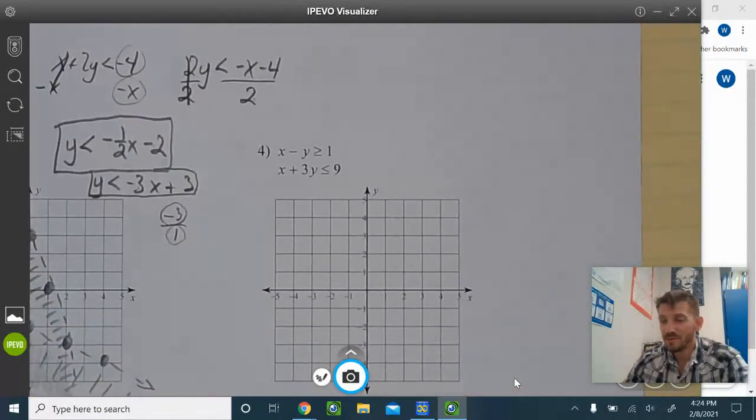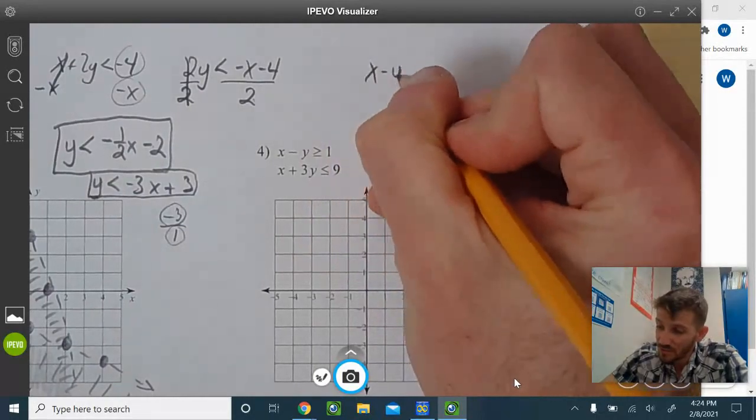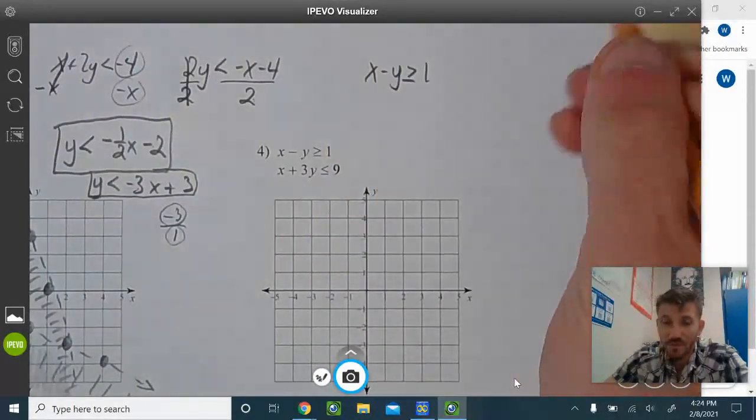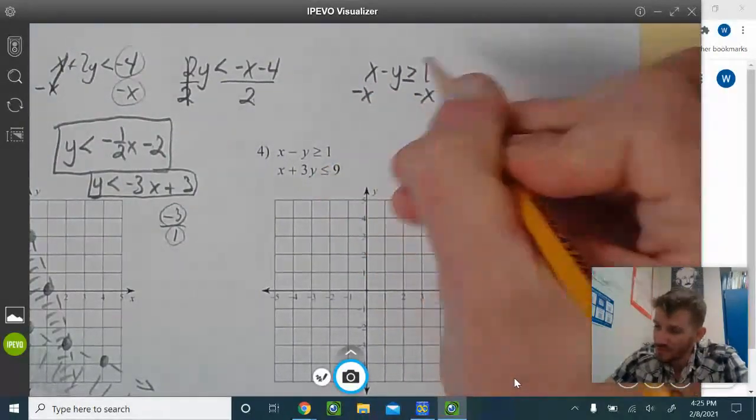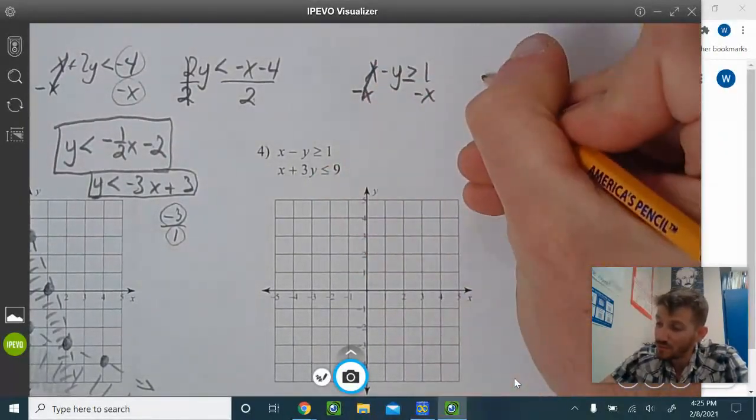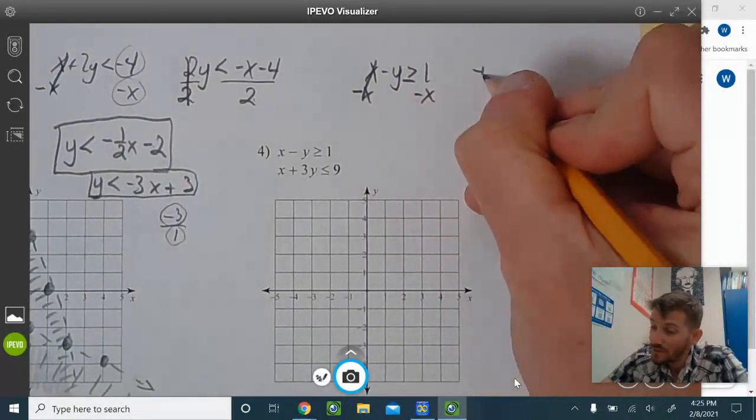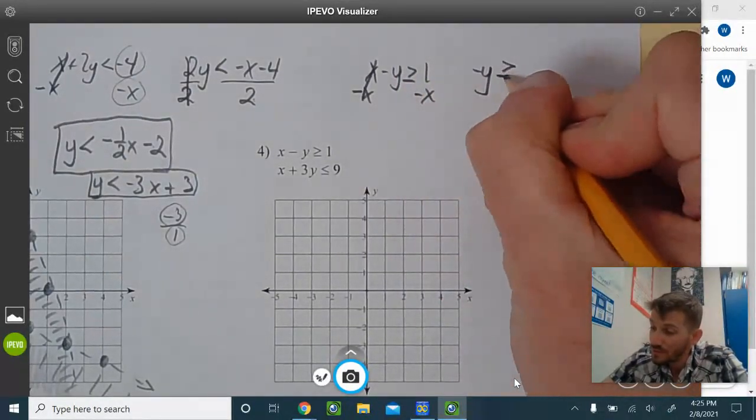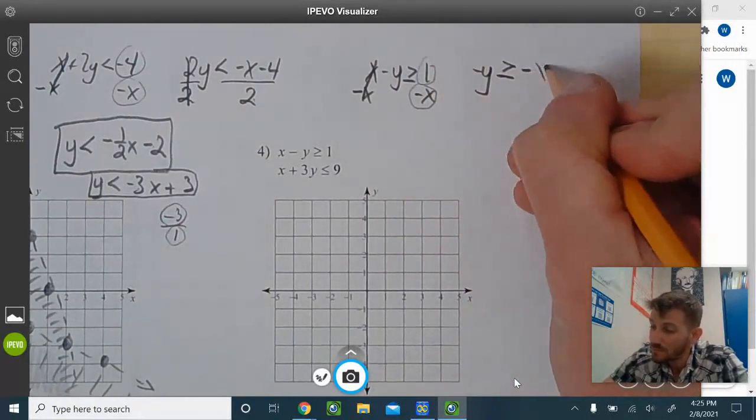All right, last one for the day. We have x minus y. We'll go ahead and solve that. That takes about 2 steps. Our first step is to subtract x from both sides, because remember our goal is to put it back into y equals mx plus b. So we still have negative y. It's still greater than or equal to, and it's negative x plus 1.